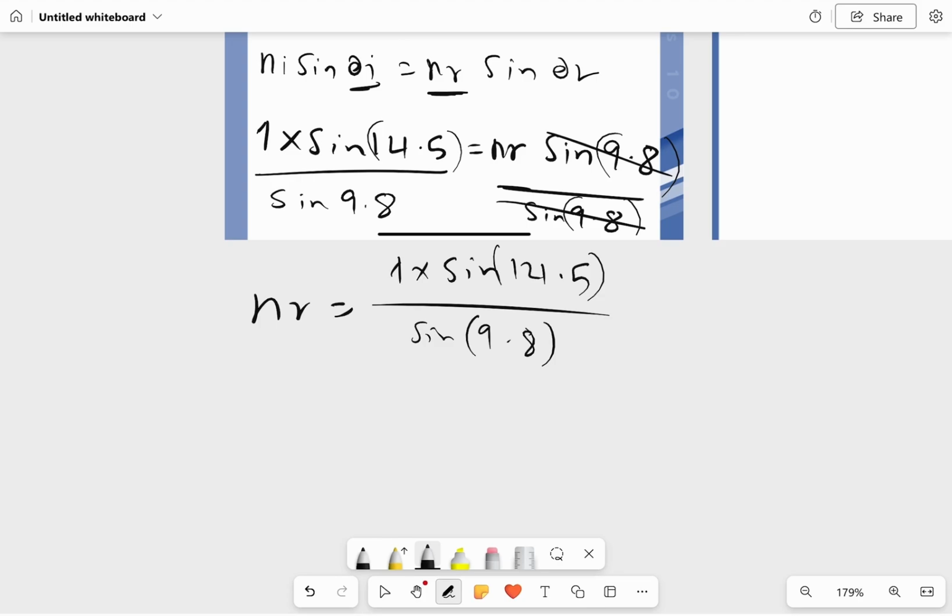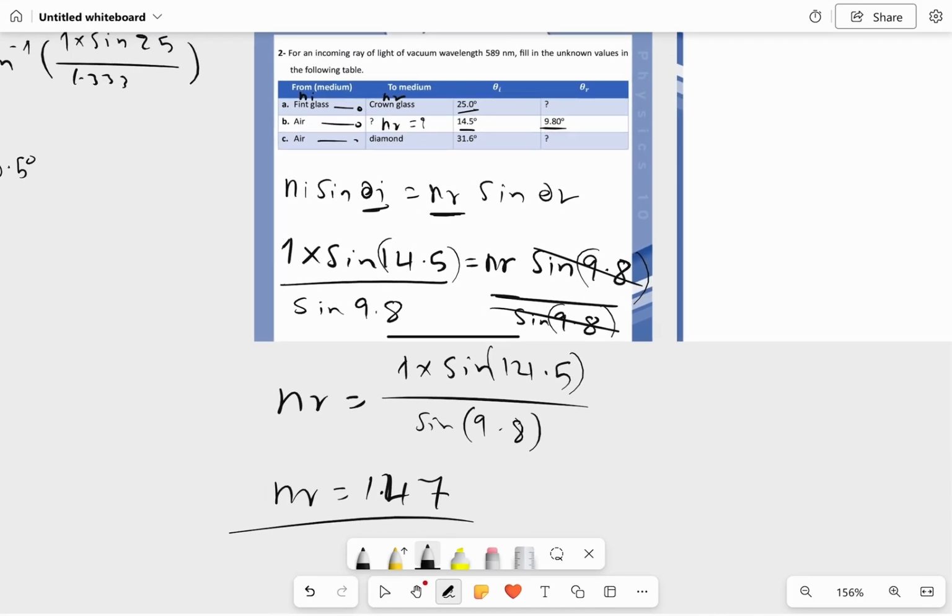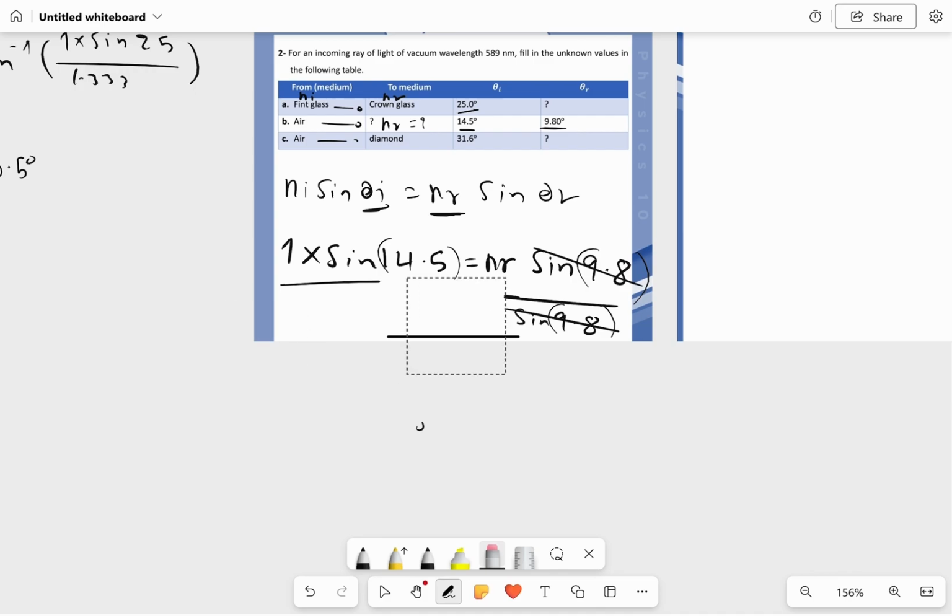So NR is going to be what? NR for B is going to be equal to 1.47, which is basically glycerine. We have C, question C.